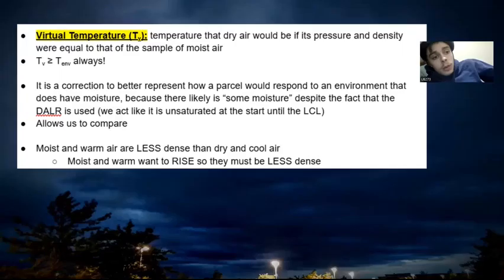So to correct for that, we use this temperature instead sometimes, and it is always greater than or equal to the environmental temperature. So it helps us compare. And then it's important to know that moist and warm air are less dense than dry and cool air. And why is that? Well, we know that moist and warm air want to rise, so if they're able to rise, they must be less dense.